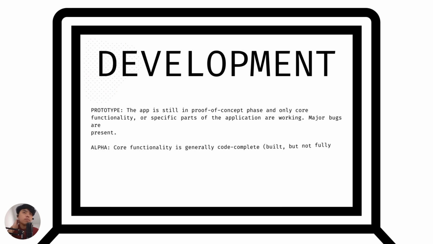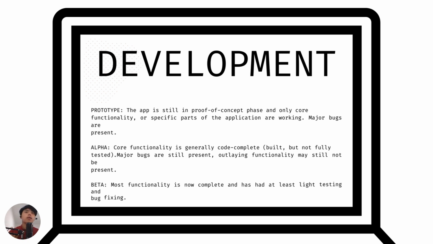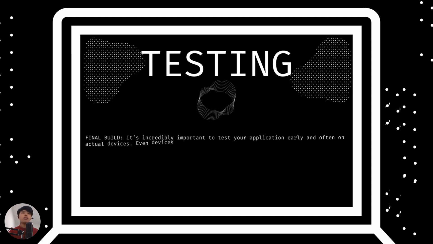Development. The development stage consists of the prototype, the alpha, and the beta. In the prototype, the app is still in the proof of concept phase and only core functionalities are performed. In the alpha stage, the code is generally complete, but not fully tested. Major bugs are still present. In the beta, most functionality is complete. Bugs that were found are eradicated, and there are a few more bugs that need to be fixed before the final release, which is in the next stage, which is testing.